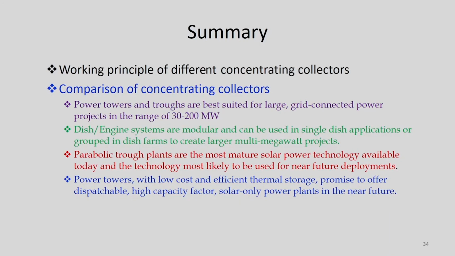The parabolic trough systems are the most mature solar power technology available today, and the technology most likely to be used for near future deployments. The power tower systems with low cost and efficient thermal storage promise to offer dispatchable, high capacity factor, solar only power plants in the near future.